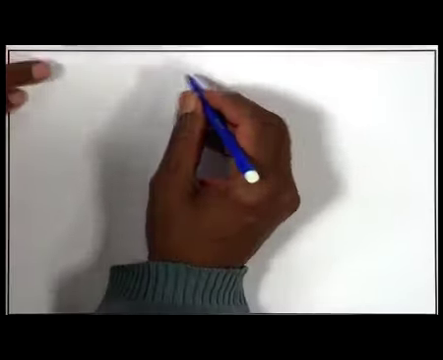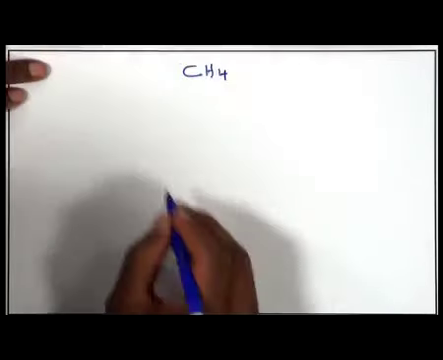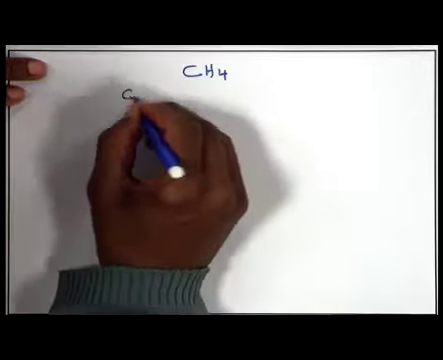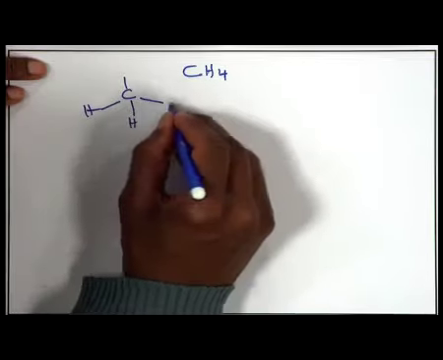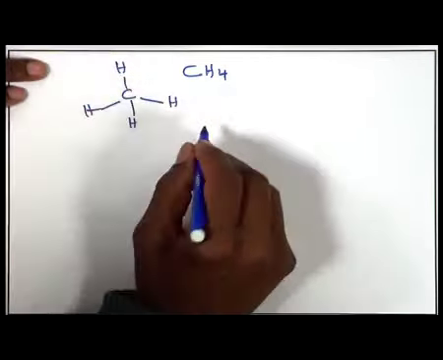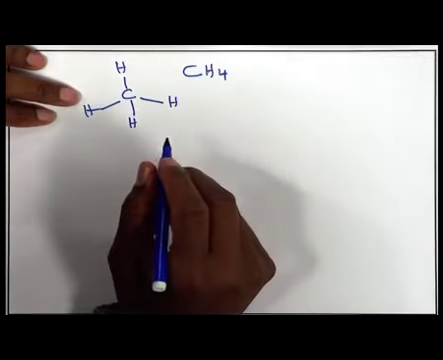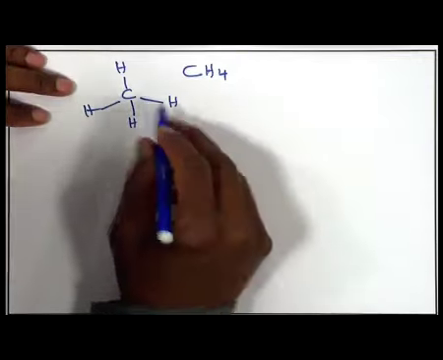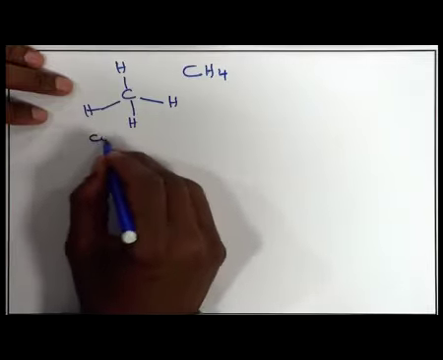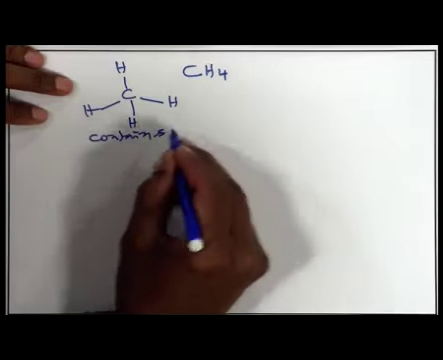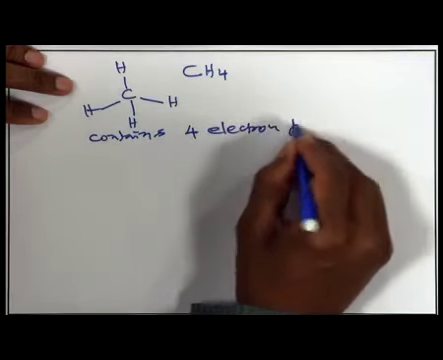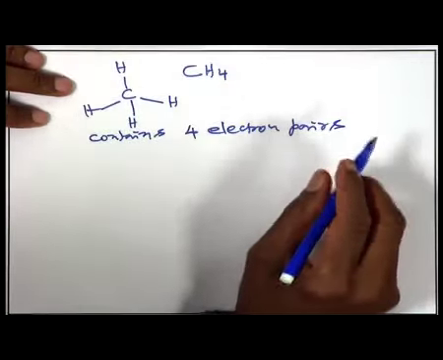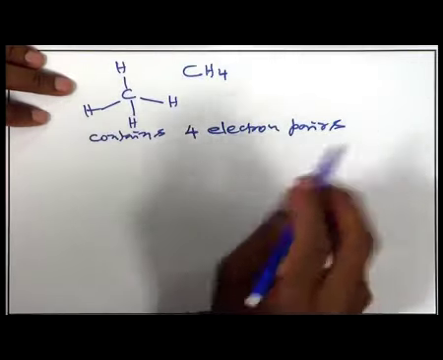Now let us see another molecule, for example CH4. As you know, it is methane, so you can draw a Lewis dot structure and see the arrangement of four hydrogen atoms around the central carbon atom in this way. How many pairs of electrons are there? It contains four electron pairs. So you have a central atom surrounded by four electron pairs.